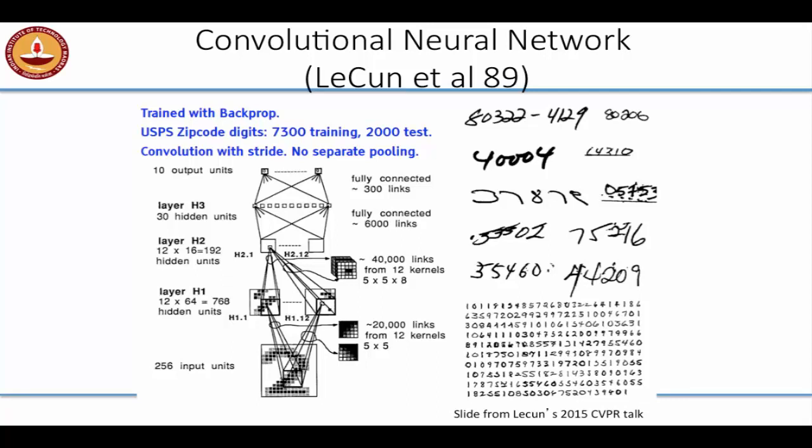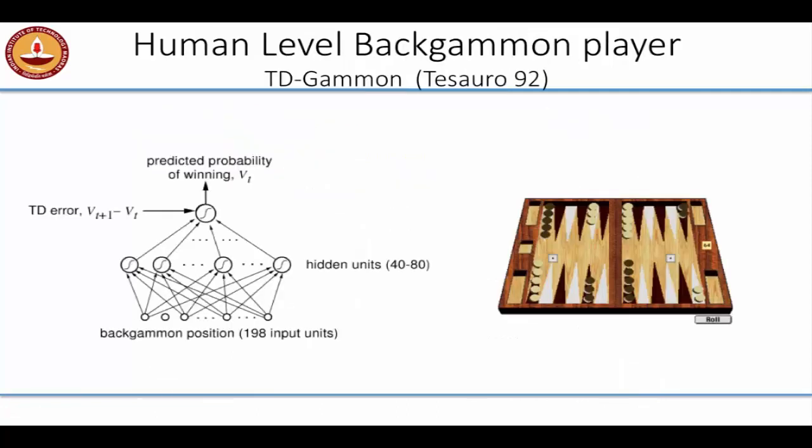You can see the variation in the digits that their network managed to handle, and this did fairly well. Another early success story of neural networks was the Backgammon player built by Gerald Tesauro from IBM TJ Watson Labs in 1992. He built two versions of this backgammon player. One called Neurogammon, which came in '89, was essentially a neural network trained using backpropagation in a supervised learning manner in order to play a game of backgammon.